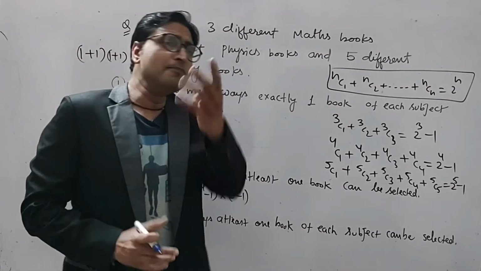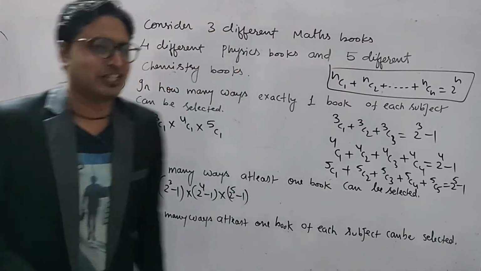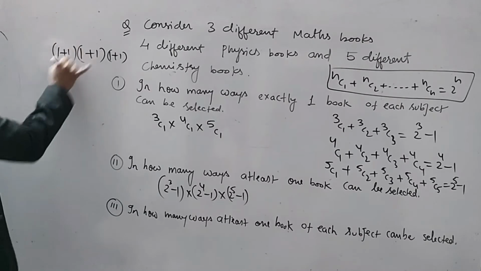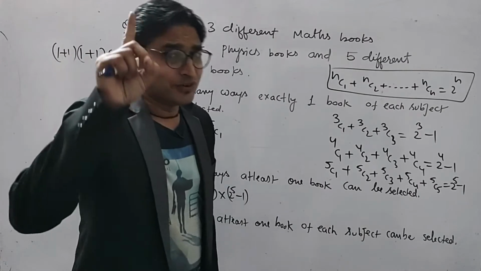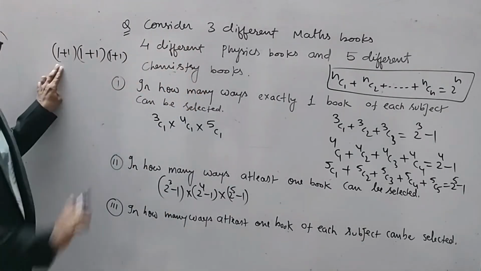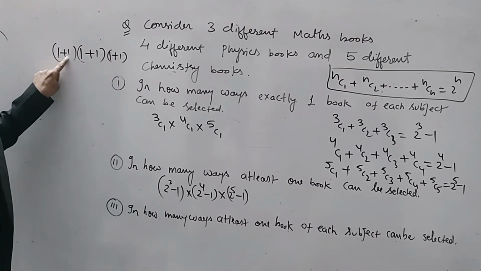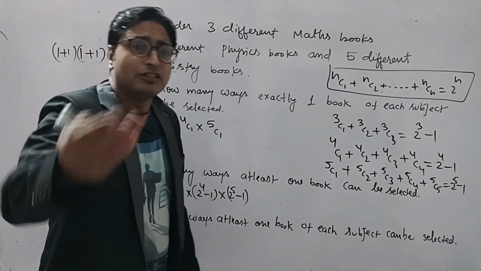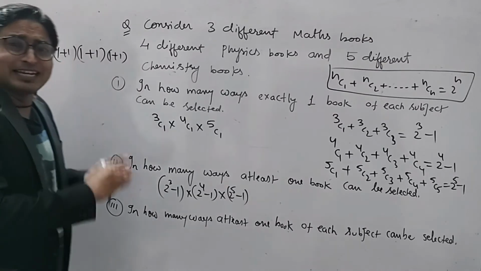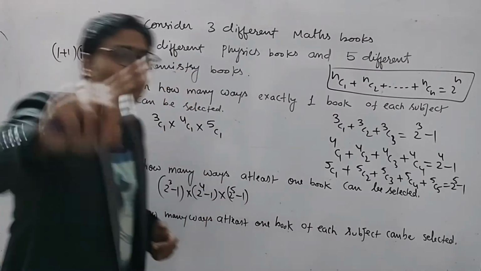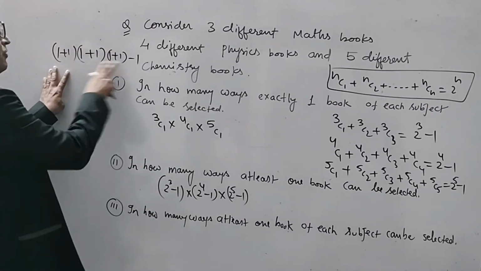Again, for the third book of math, you again have 2 options. One for selection and the other for rejection. So the total number of ways will be 1 plus 1 into 1 plus 1 into 1 plus 1. Now, here you can see with all these 3 options that I have written here, 1 is for rejection in each case. So here one way is that through which you can reject all the books, and we have to reduce that way. So we will do minus 1 here.